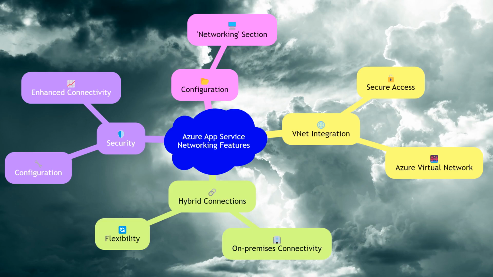Azure App Service supports advanced networking features such as virtual network, VNet integration, and hybrid connections. VNet integration allows your app service to securely access resources in your Azure virtual network. Hybrid connections enable connectivity to on-premises resources. These features provide flexibility and security for your application. Navigate to the Networking section to configure these options and enhance your application's connectivity.